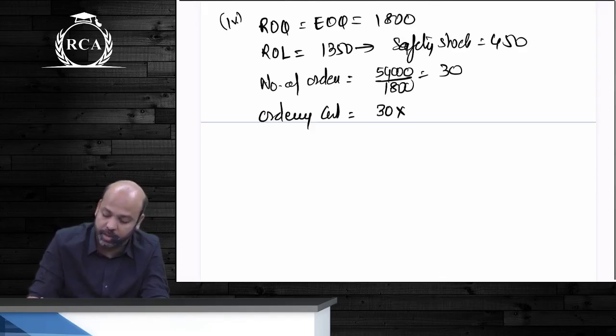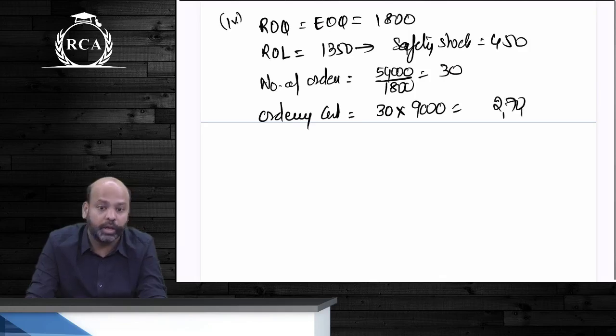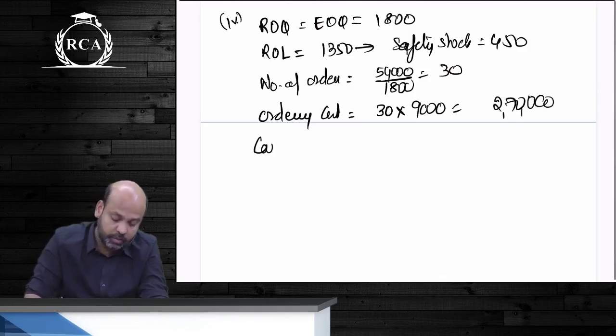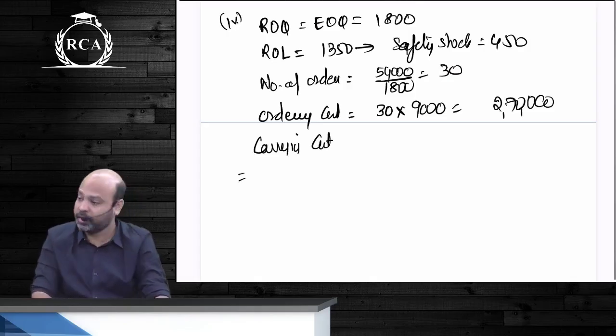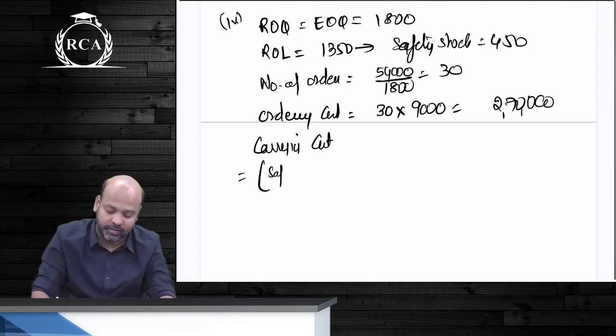30 orders multiplied by 9,000, 2 lakh 7. What will be carrying cost? 2 lakh? We cannot write that. Very good beta. It will now be safety stock plus half of quantity ordered.